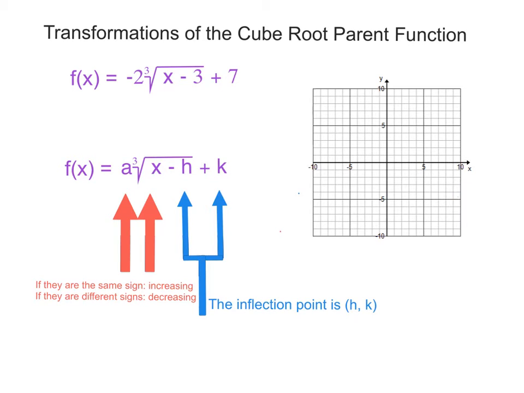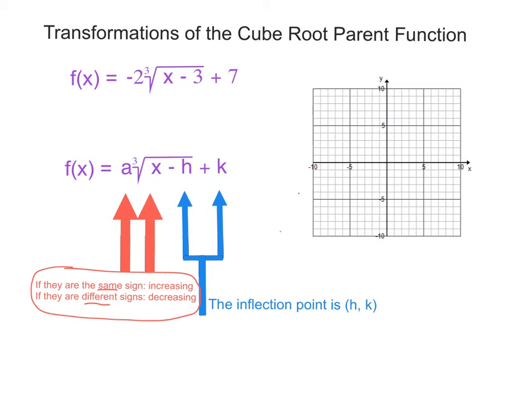Okay, so how do we determine if it's increasing or decreasing? Well, to do that, we are going to pay attention to whether the signs in front of a and in front of x are the same or different. If they are the same sign, if they're both positive or both negative, it's going to be an increasing function. But if they're different, it's going to be decreasing.